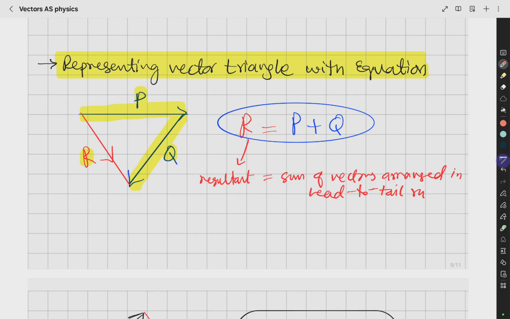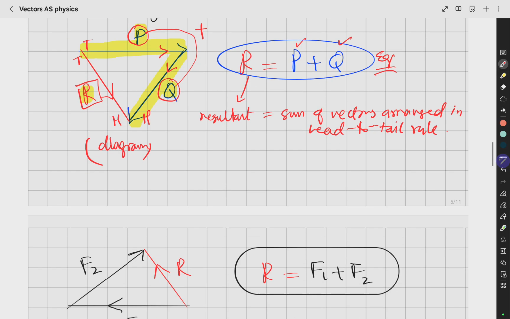Okay, so whatever vectors are arranged in head to tail rule, what you have to do is add them. So this is P plus Q, and they are always equal to the resultant. And remember, the resultant is always tail tail and head head. So the tail tail and head head one is the resultant, and the ones which are arranged in head to tail rule, you add them. So this is actually the equation, and this is the diagram of these vectors.